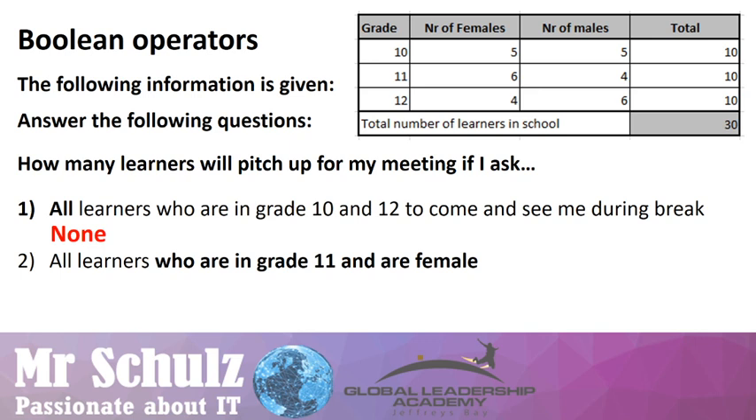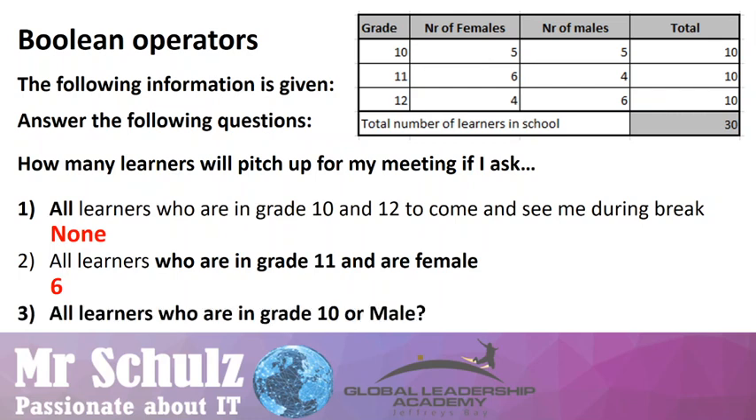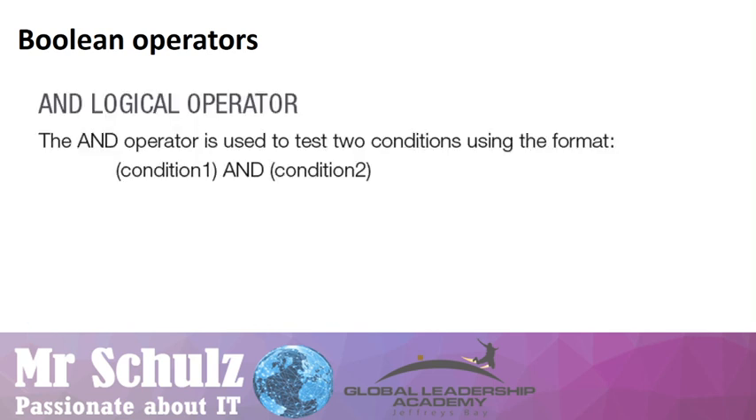The second question is all learners who are in grade 11 and are female. This is a little bit easier, and the answer is 6. And the last question that I wanted to ask is all learners who are in grade 10 or male. And the answer will be 20. So let's have a look at why I got to these answers.